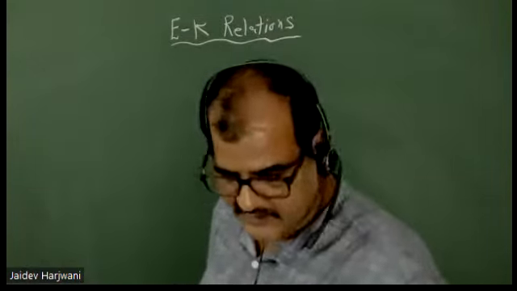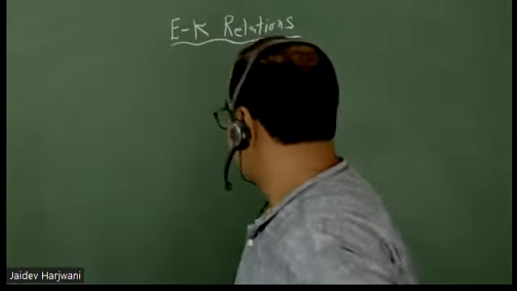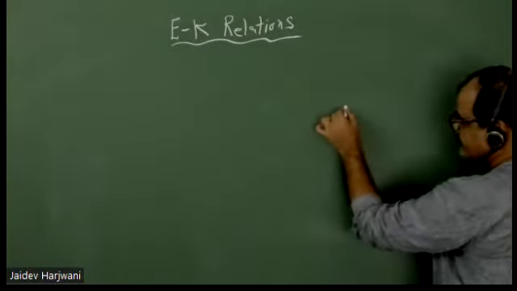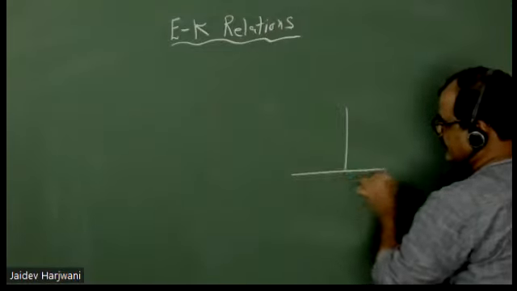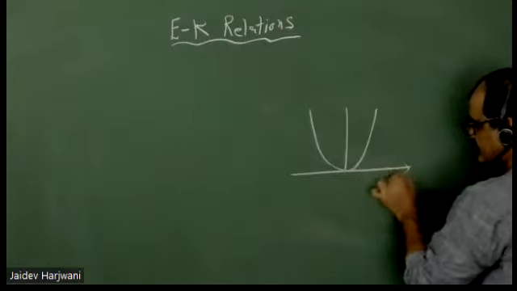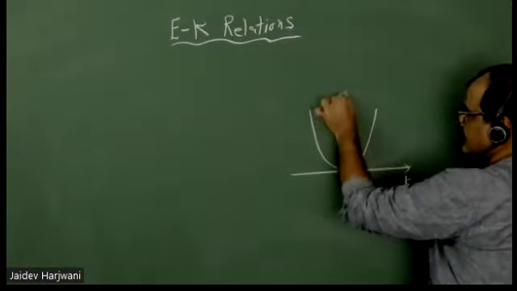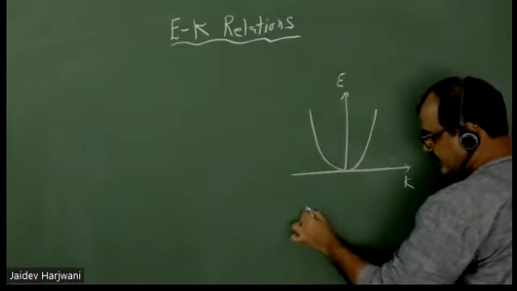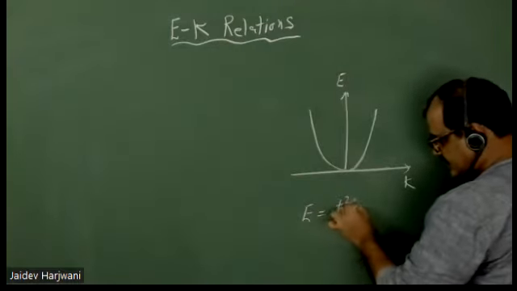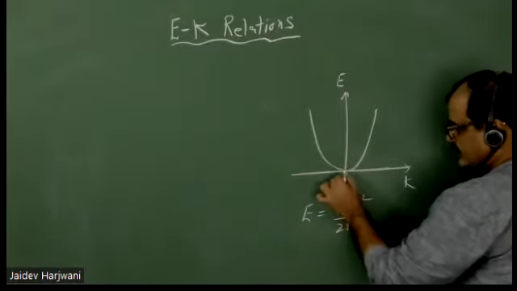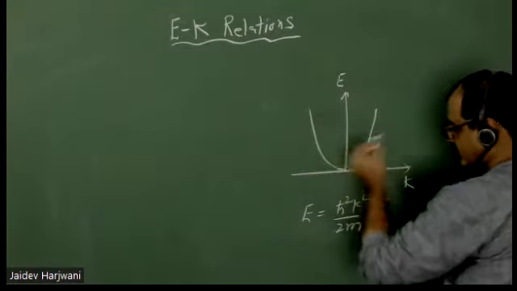So today let me discuss this E-k relation. So what is the E-k relation? If I draw the k versus E curve, we know for the free particle, we have E equals h cut square k square by 2m, and we can have this zero energy also.